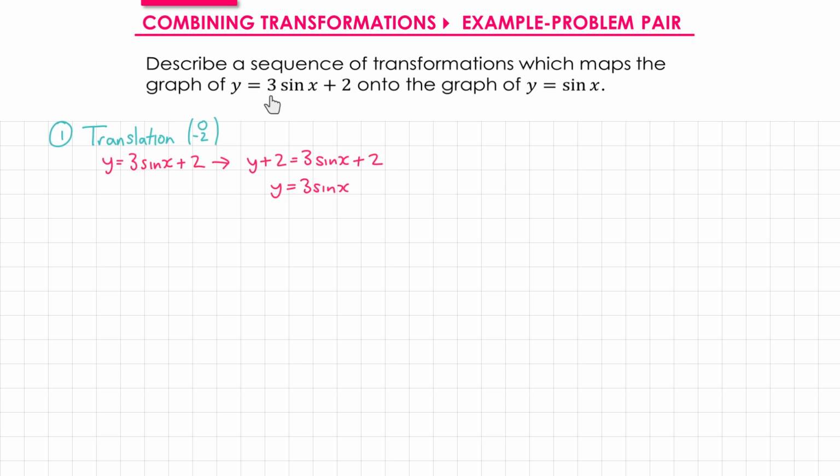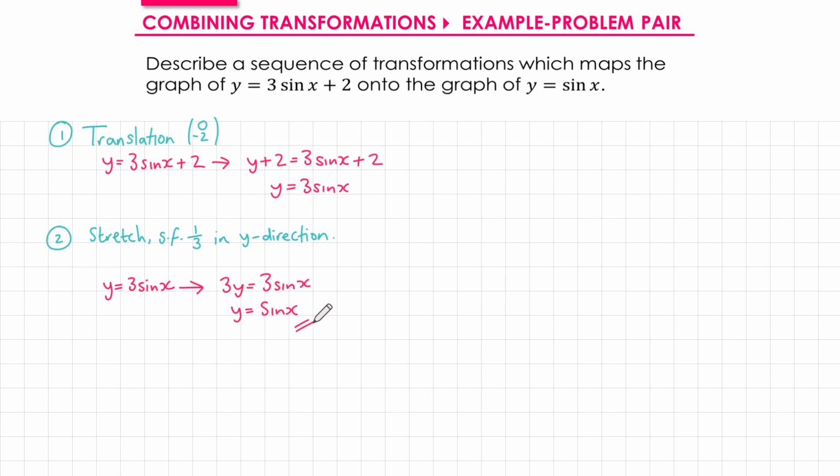Next, I need to deal with the 3. To undo the 3, I need to stretch by scale factor 1/3 in the y direction. Stretching scale factor 1/3 in the y direction means divide y by 1/3. That's the same as multiplying by 3. So we replace y by 3y. And dividing through by 3 gives us y equals sin x. That's what you get if you do it the more straightforward way.